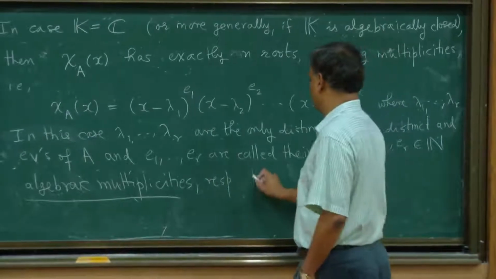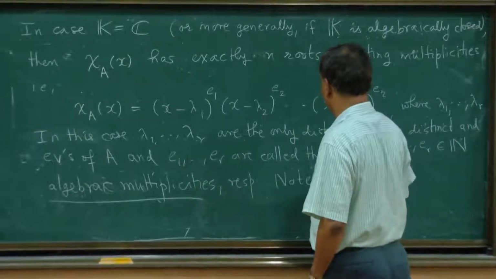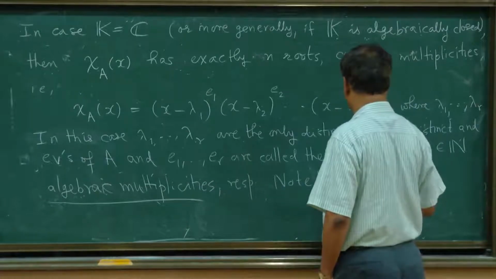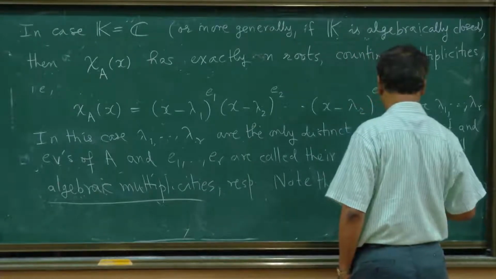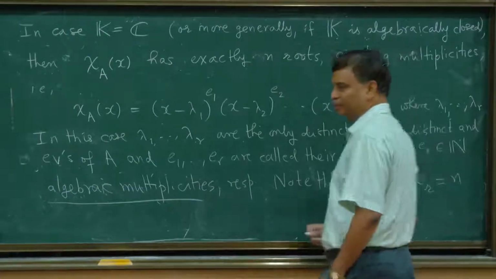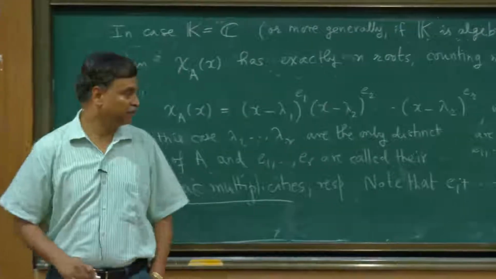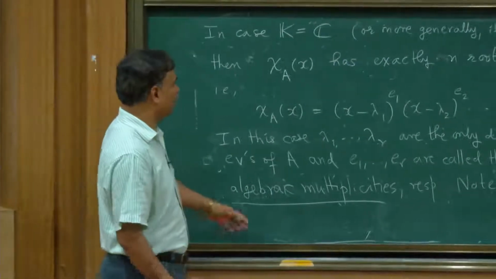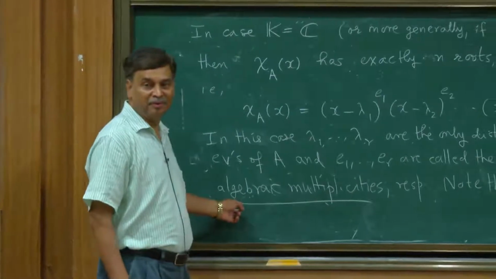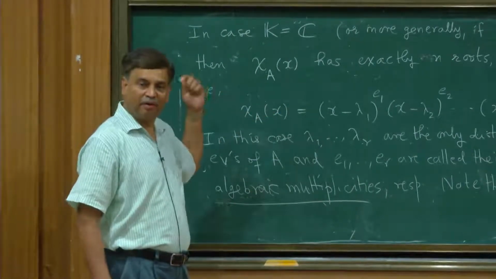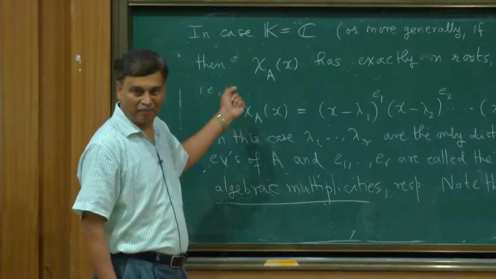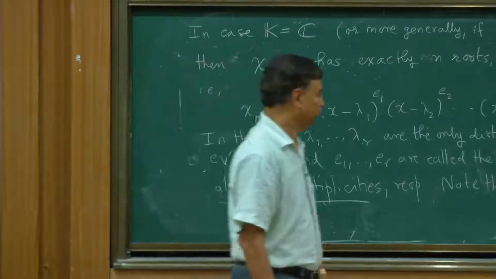Okay, note that the sum of the algebraic multiplicities is the size of the matrix, because the degree of the characteristic polynomial is n. So the algebraic multiplicity of an eigenvalue is the multiplicity with which it occurs as a root of the characteristic polynomial.